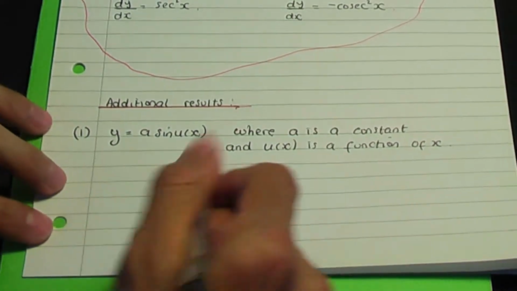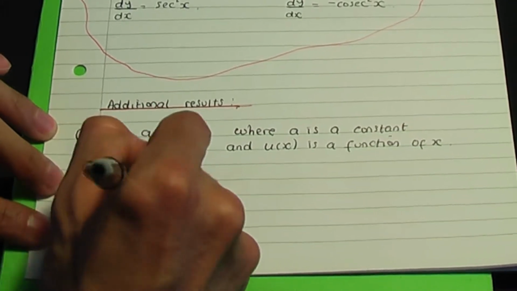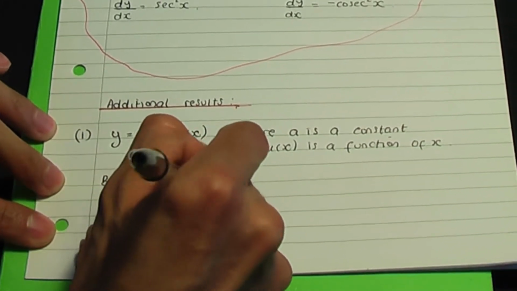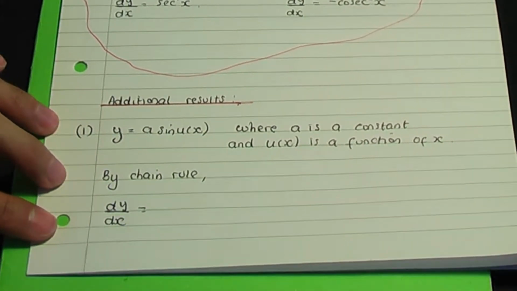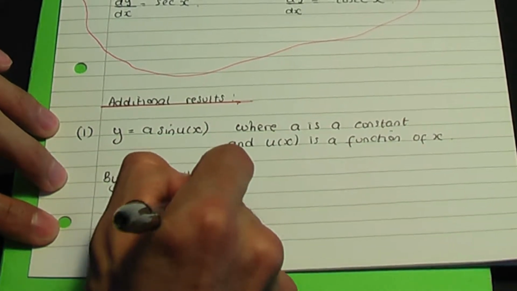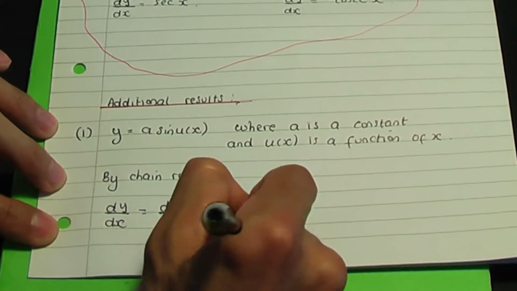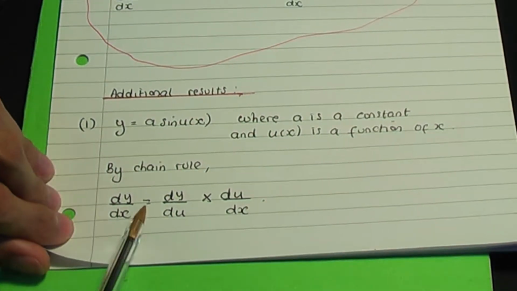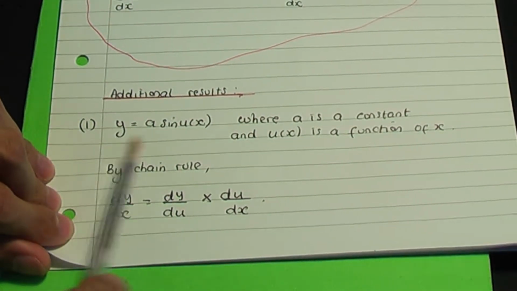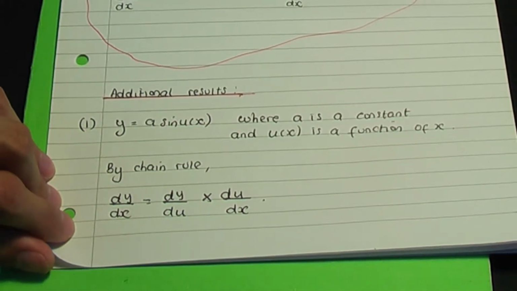So let me go over the result using a chain rule. So remember the chain rule states that to calculate dy over dx, the gradient function, first you need to calculate dy by du and then multiply by du by dx. So that was the chain rule. Okay, so in this case let's apply the chain rule. y equals a sine ux, a is a constant, ux is a function of x. So let me continue on the reverse.